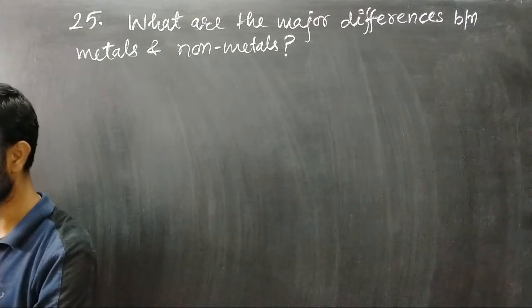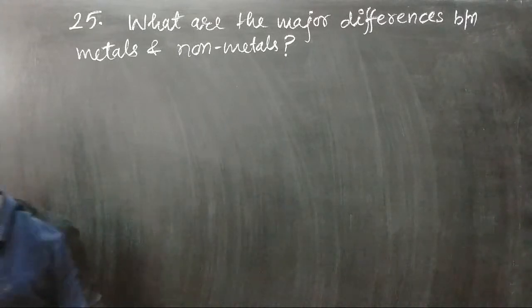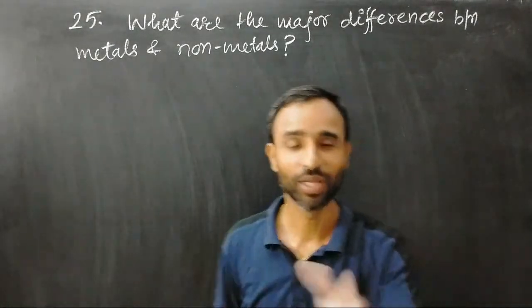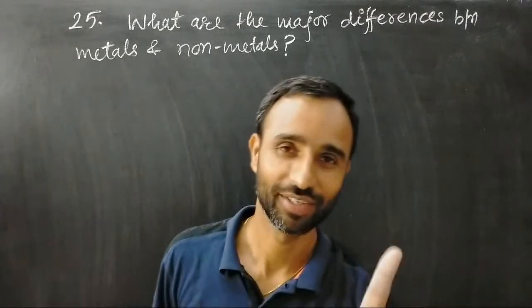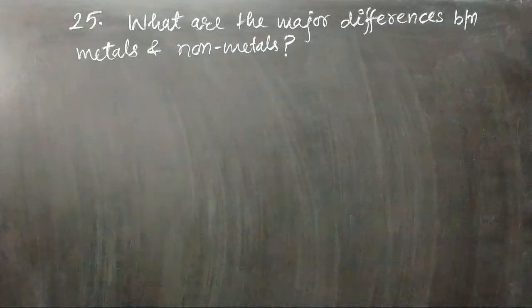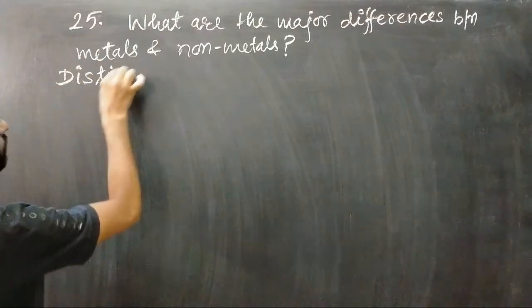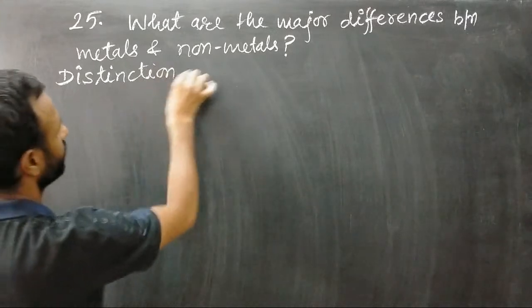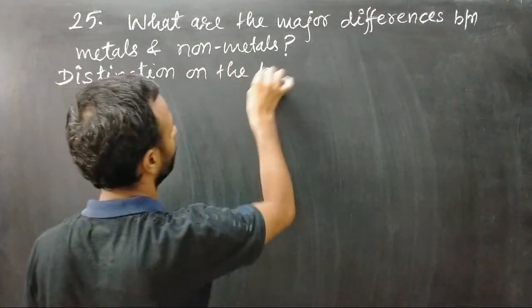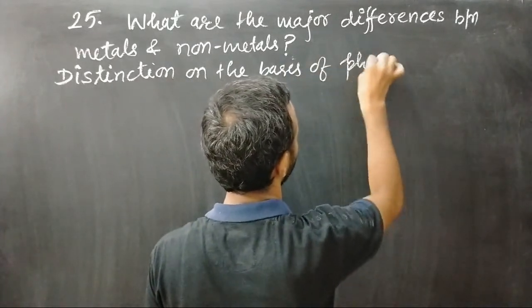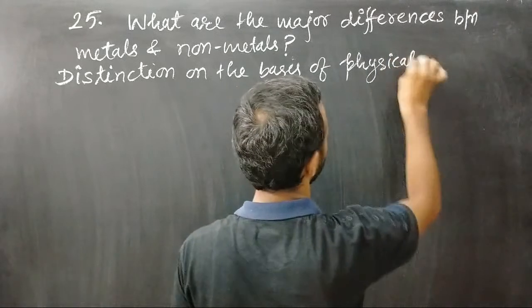So you can write one by one because you have done this chapter in class 10th, metals and non-metals, or 9th, I don't know, but it is in the lower class. Okay. So let us start. First distinction on the basis of physical properties.